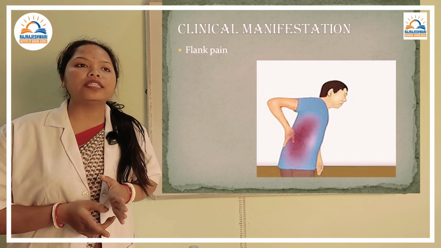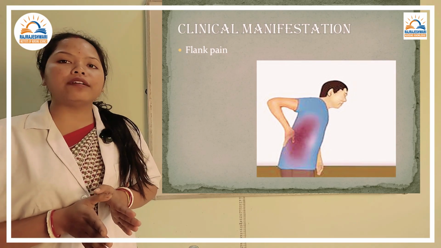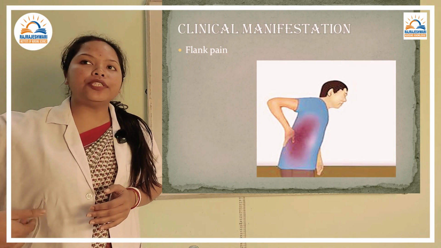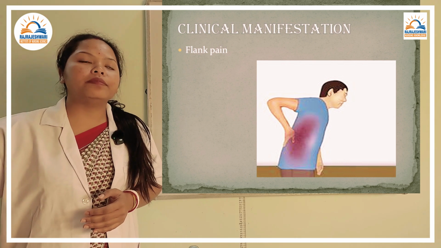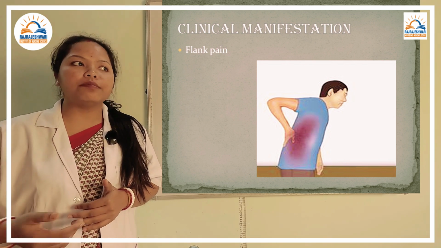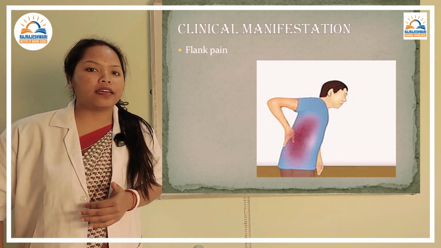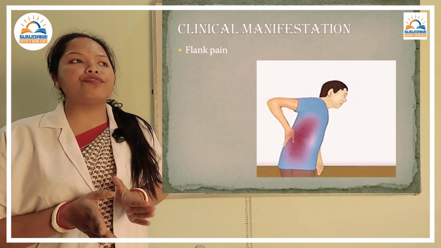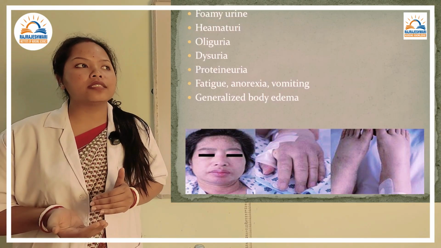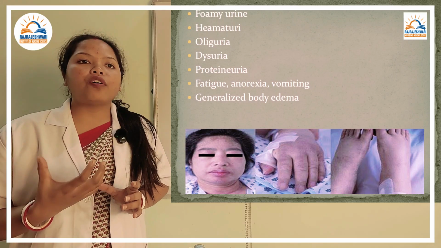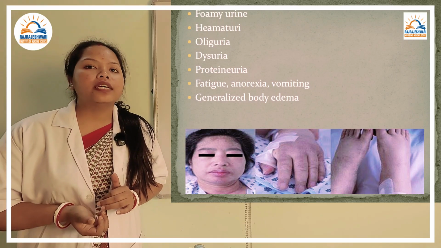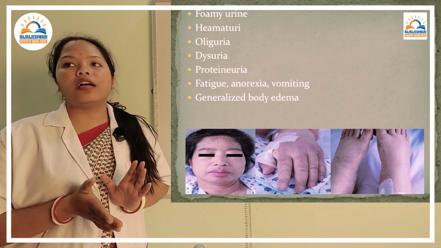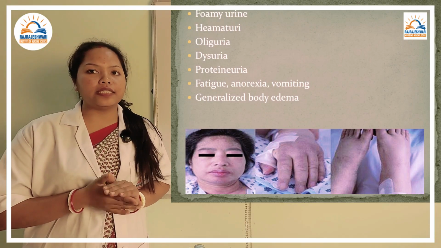So first one is flank pain. So flank pain is discomfort or mild ache between rib and hip. Then next is foamy urine. Foamy urine means bubble or foaminess present in urine. Then next is hematuria. Hematuria means blood present in urine.